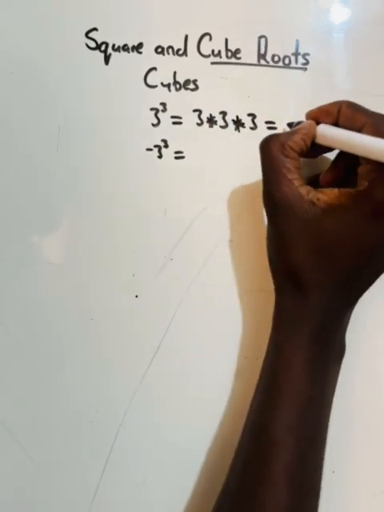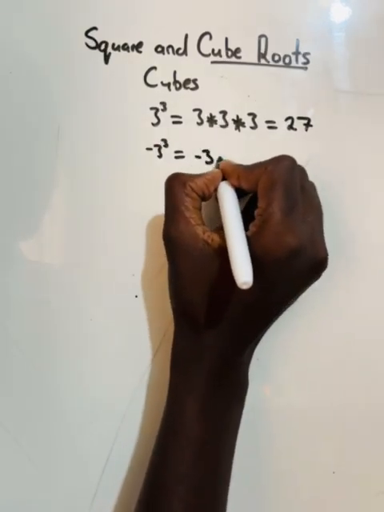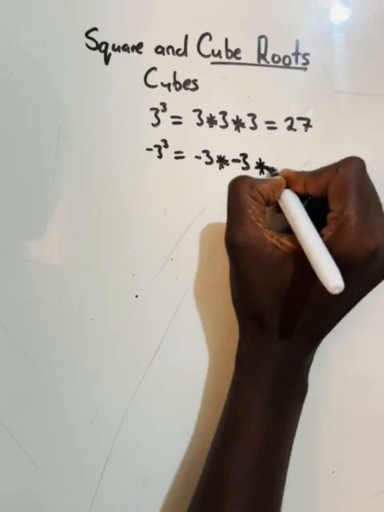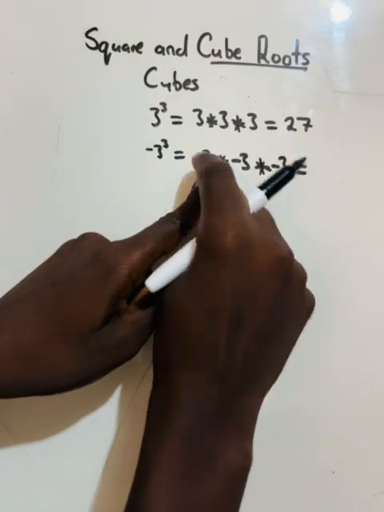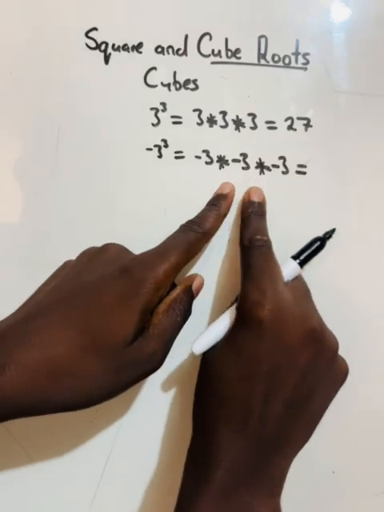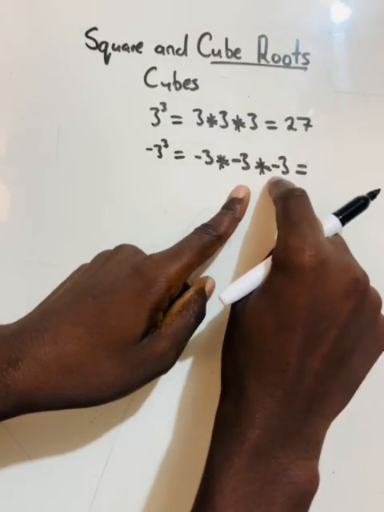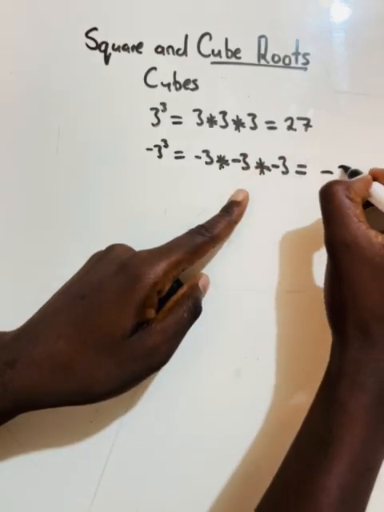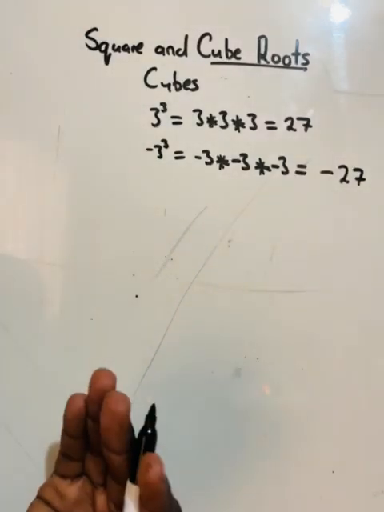9 by 3, 27. And here we have negative 3 multiplied by negative 3 multiplied by negative 3. A negative and a negative gives us a positive, so 3 by 3 is positive 9. Positive 9 multiplied by negative 3, a positive and a negative is a negative. So our sign is negative, 9 by 3, 27. We've got negative 27. Now, they say, what is the cube root?